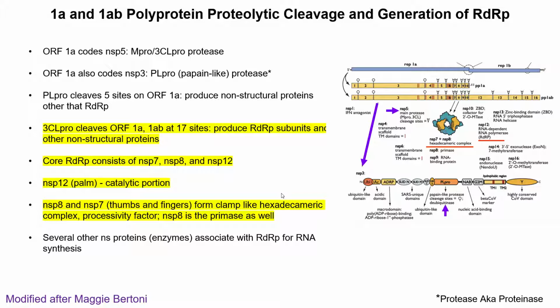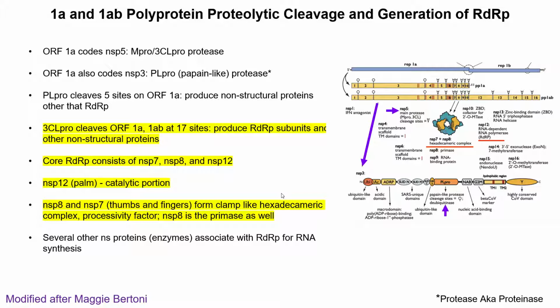Okay, so I did 1A and 1AB polyprotein proteolytic cleavage and generation of the RNA-dependent RNA polymerase. So the open reading frame encodes for Mpro and 3CLpro protease, which cut the open reading frame, and it also codes for the papain-like protease. And so the papain-like protease cleaves 5 sites on the open reading frame 1A to produce the non-structural proteins that are not included for RNA-dependent RNA polymerase.